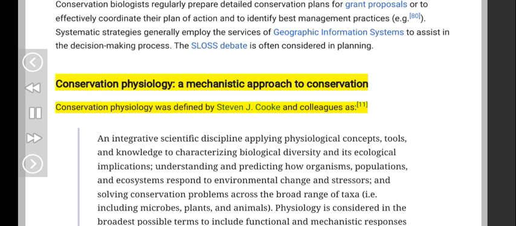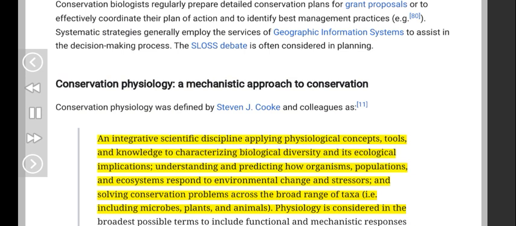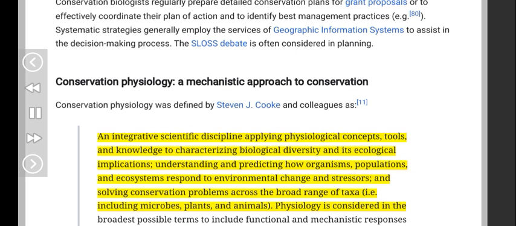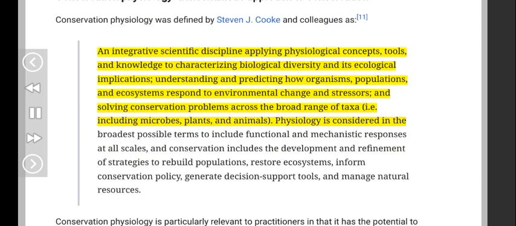Conservation physiology. A mechanistic approach to conservation. Conservation physiology was defined by Steven J. Cooke and colleagues as an integrative scientific discipline applying physiological concepts, tools, and knowledge to characterizing biological diversity and its ecological implications, understanding and predicting how organisms, populations, and ecosystems respond to environmental change and stressors, and solving conservation problems across the broad range of taxa, i.e. including microbes, plants, and animals.